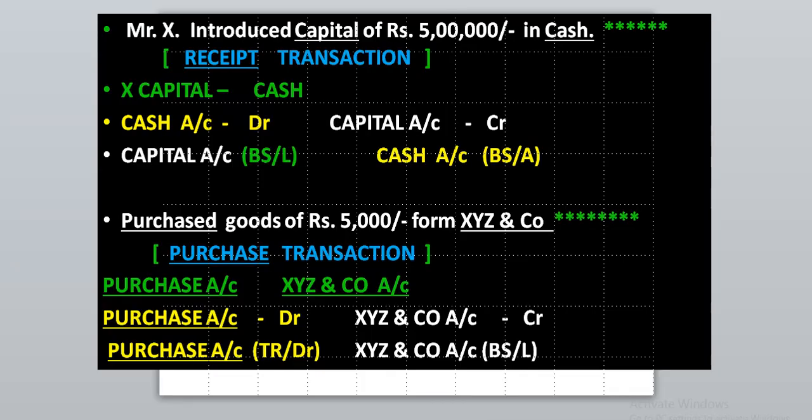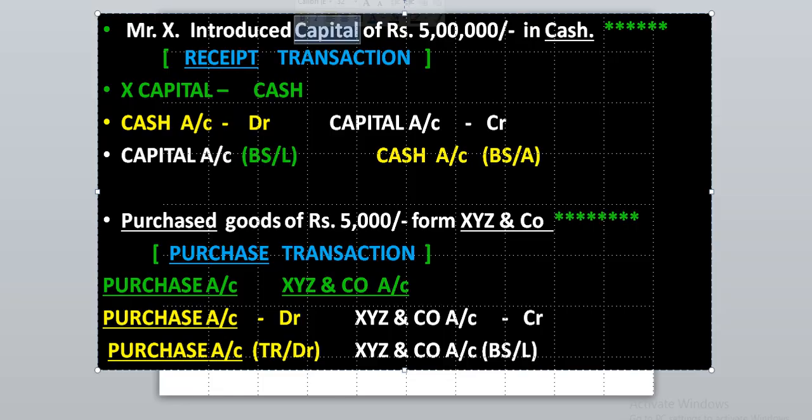The transaction is here. Mr. X introduced capital of rupees 5 lakhs in cash. Okay, this is the transaction. So what type of transaction is this for business? It is the first thing which we have to identify. It is a receipt transaction for the business. And the second point, what are the different accounts which are present in this particular transaction, or which are the accounts which are affected.